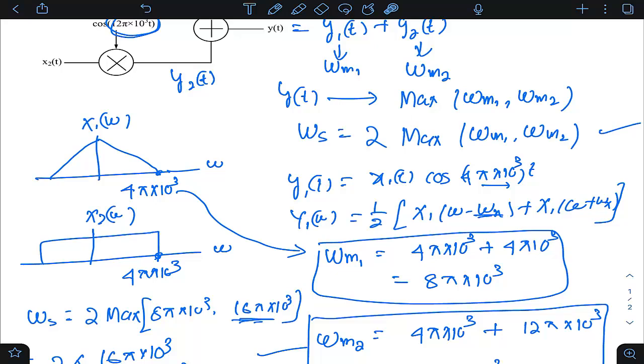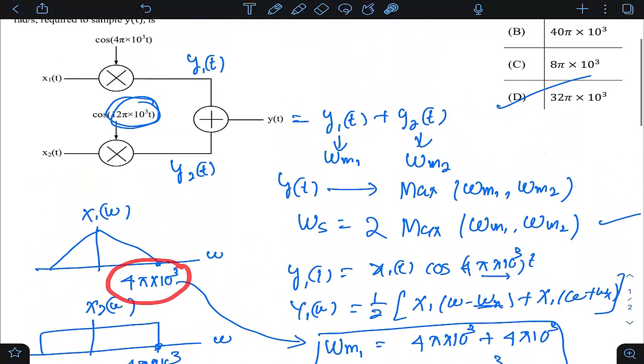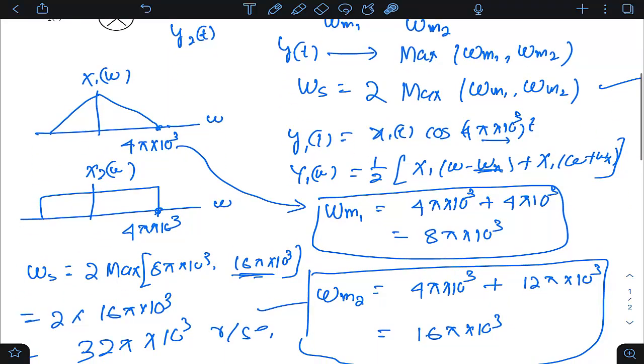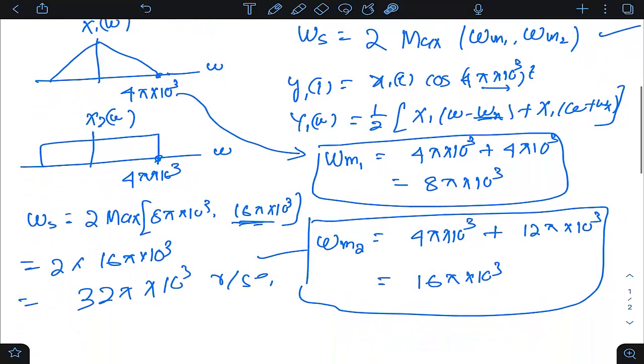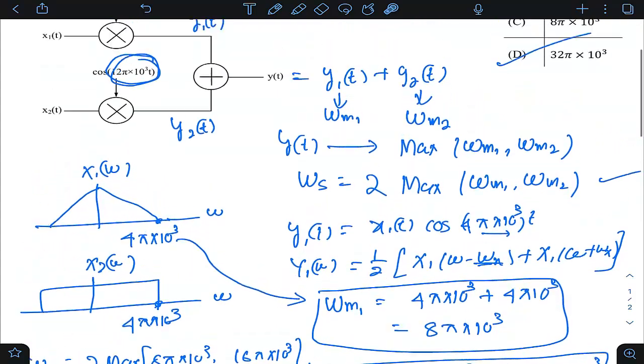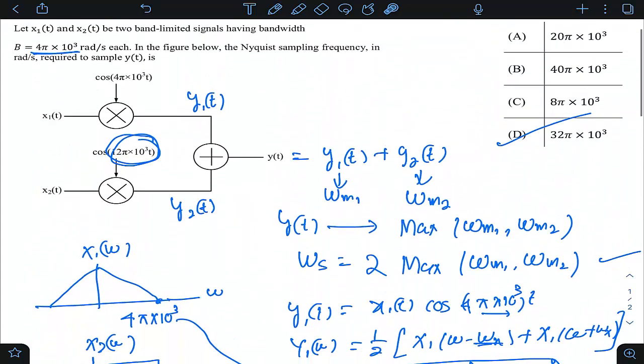For omega m1, it is 4 pi into 10 raised to power 3 plus 4 pi into 10 raised to power 3. For omega m2, it is 4 pi 10 power 3 plus 12 pi 10 power 3. So omega m1 comes to 8 pi 10 power 3 and omega m2 comes to 16 pi 10 power 3. Taking the maximum, you get 16 pi 10 power 3. So 2 into this is 32 pi 10 power 3 radian per second. So the answer is option D.